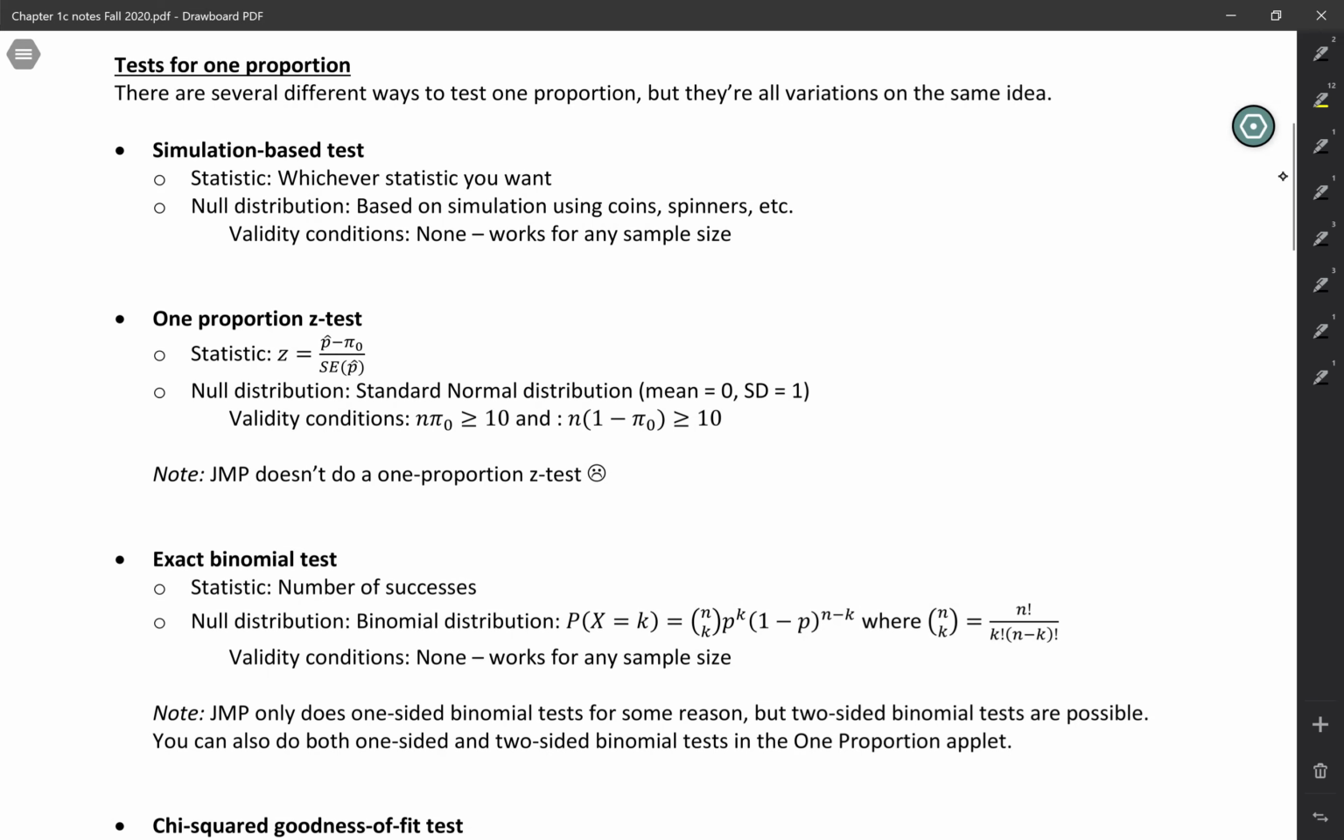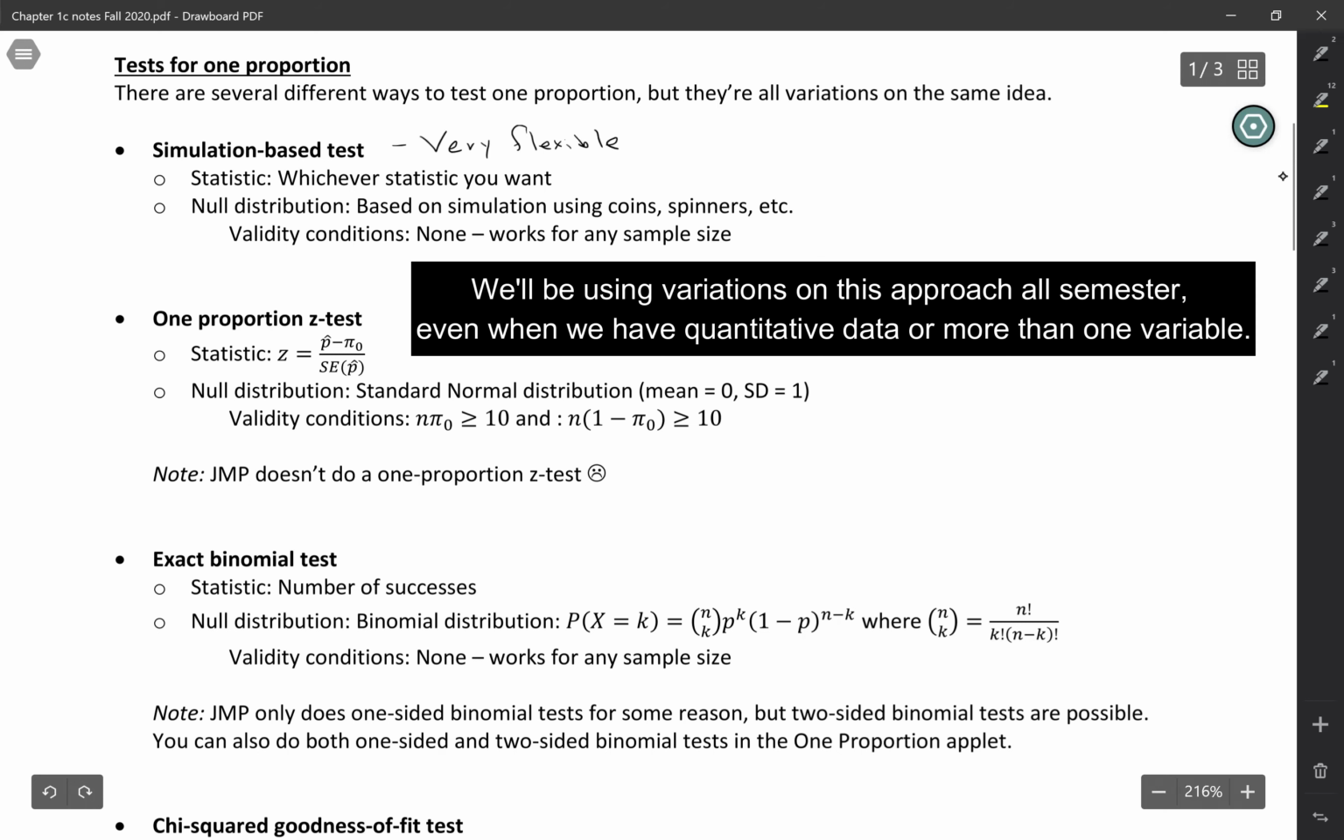I'm going to talk about 4 different ways to test one proportion, but they're all variations on the same idea. So the first one is a simulation-based test. This is the first one that we learned, and one really big benefit of this is that this is a very flexible approach. You're allowed to use whatever statistic you want.